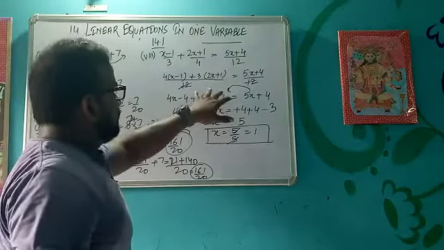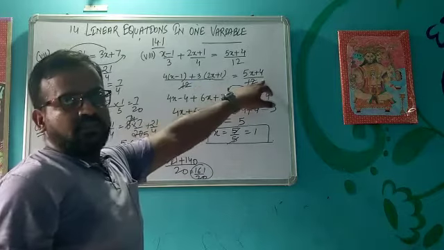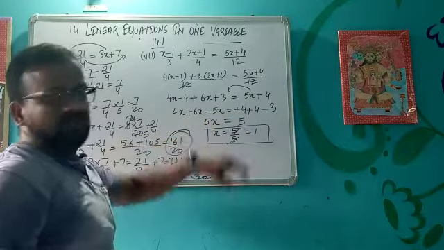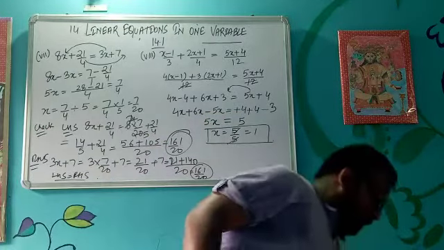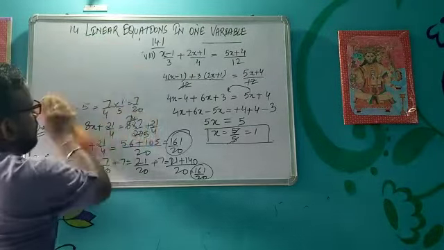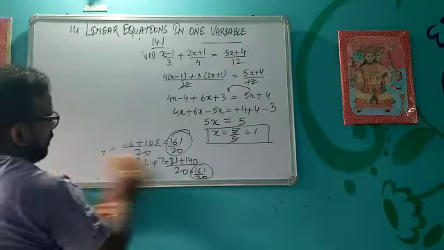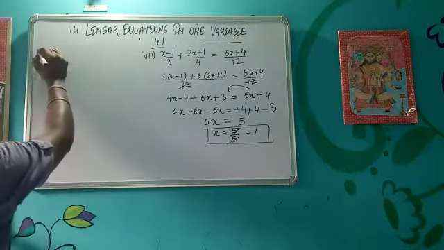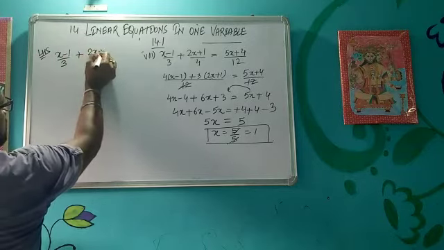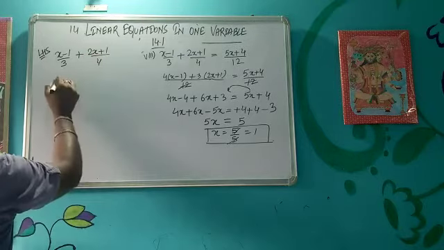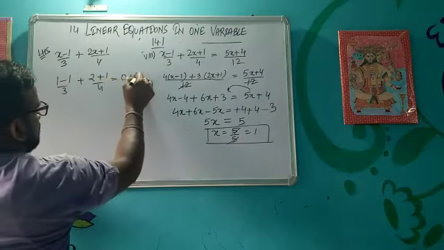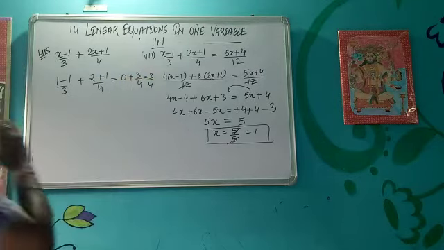First take the LCM, then if the denominator can be reduced, reduce it, then all the variables on one side and all the constants on one side. Next, if you wish to check this one, the same procedure we will use. We will take the left hand side, that is x minus 1 upon 3 plus 2x plus 1 upon 4. So x is 1, so you will get 0 plus 3 by 4 equal to 3 by 4.